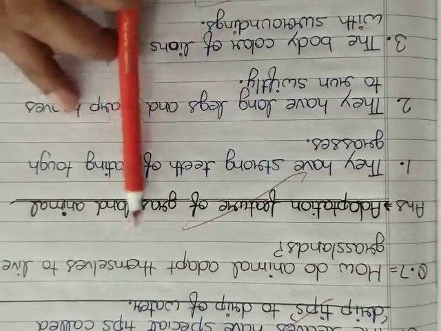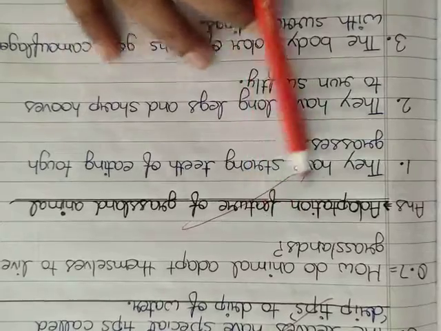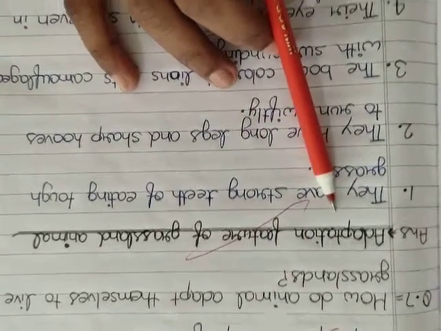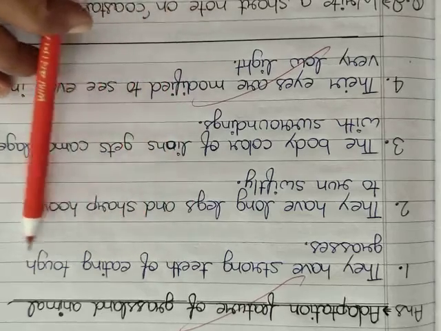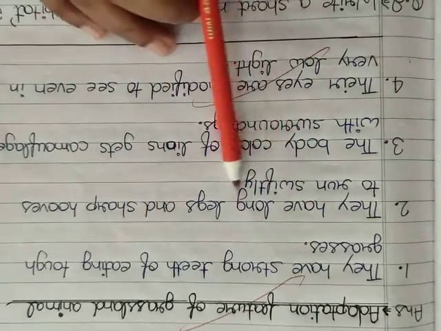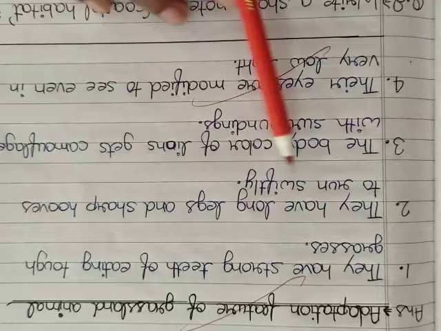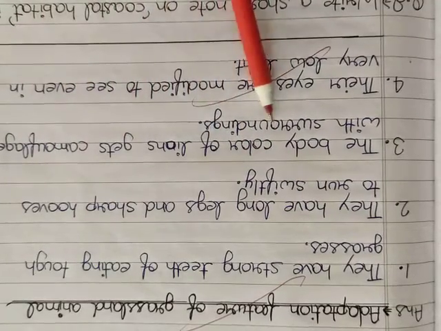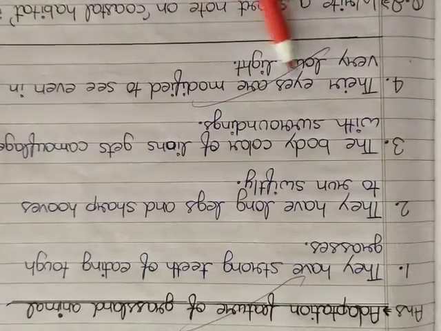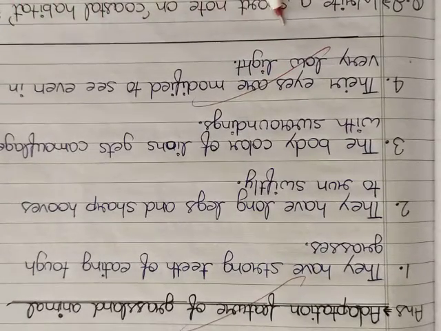How do animals adapt themselves to live in grassland? Adaptive features of grassland animals. They have strong teeth for eating tough grasses. They have long legs and sharp hooves to run swiftly. The body color of the lion gets camouflaged with the surroundings. Their eyes are modified to see even in very low light.